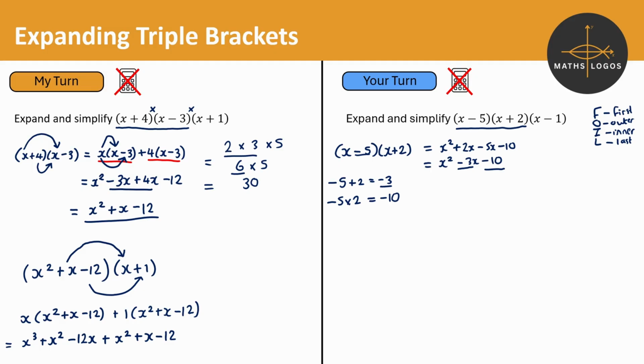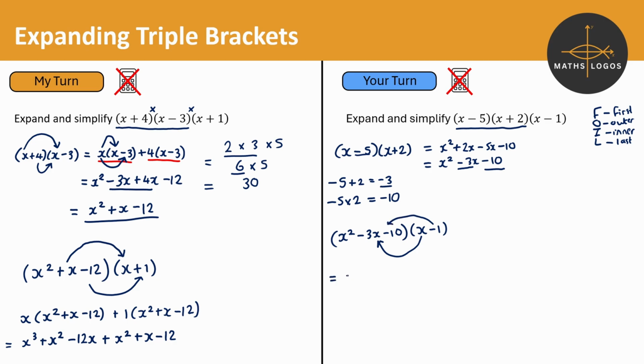Okay, so I've multiplied these first two brackets together. I need to then take the result of that and multiply it by x subtract 1. Let's rewrite this. Take my x squared, subtract 3x, subtract 10. And I'll go ahead and multiply it by x subtract 1. What that means is I need to multiply x by everything in the bracket and then multiply negative 1 with everything in the bracket as well.